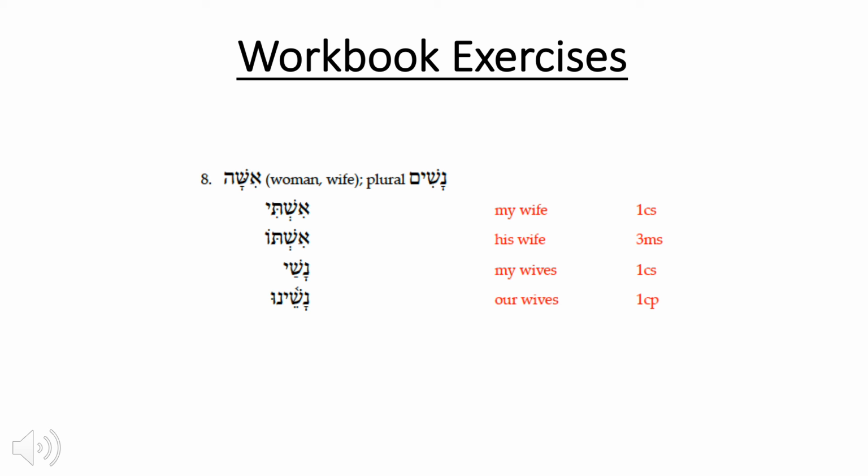But what's important is that we have a yod and something other than hirik because it's a plural noun. Here we have a seire. So nashenu is our wives, 1CP. Hopefully that makes sense to you. Again, the difference between a singular noun and a plural noun, and the presence of the yod is important, but what's really important is that vowel that comes before the yod.